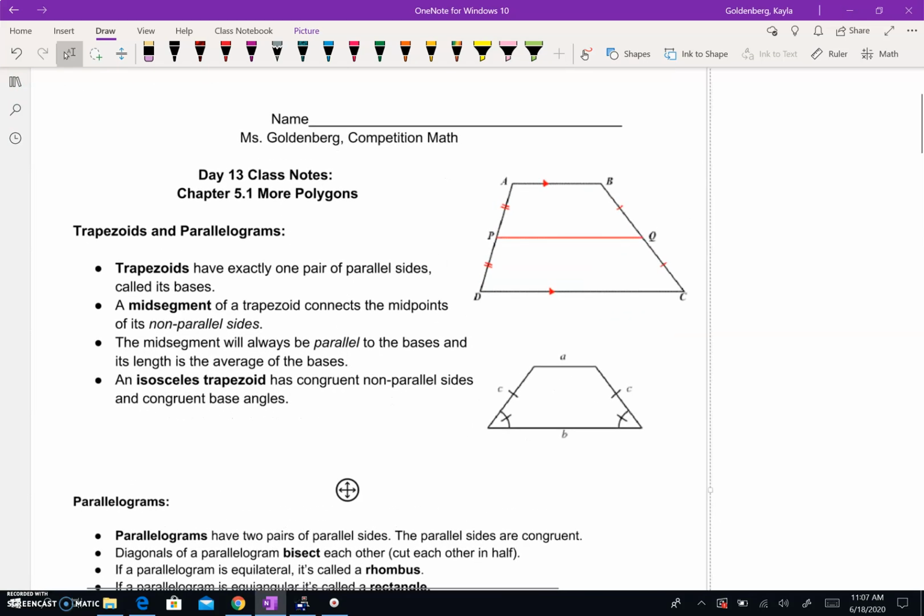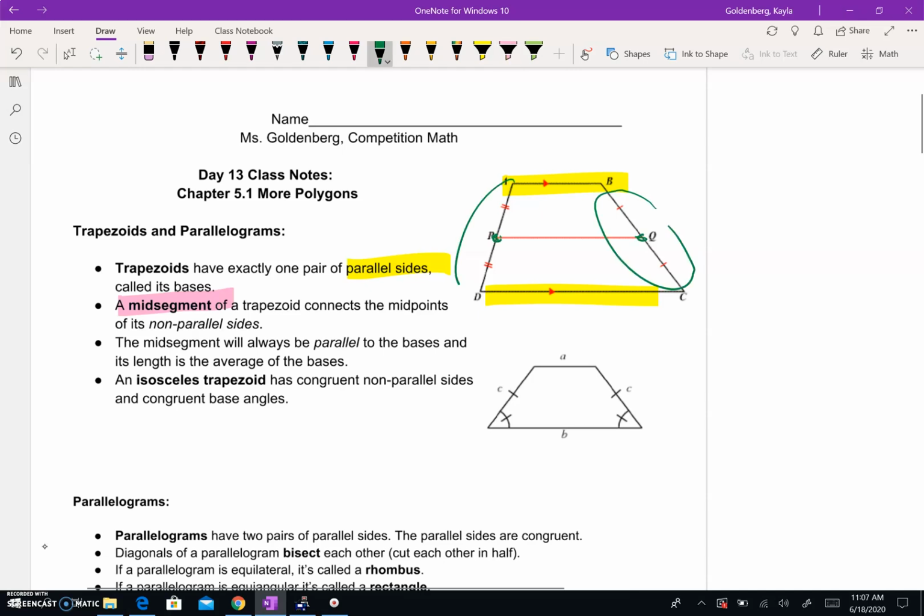So you probably have learned about trapezoids before. They have one pair of parallel sides. Real basic idea there. Something called a midsegment comes up occasionally. A midsegment connects the midpoints of both of the sides. So here's your midsegment. Notice it cuts this side and this side exactly in half.